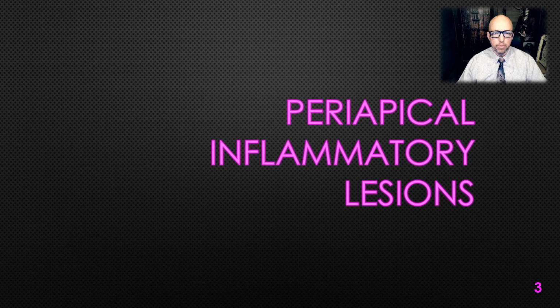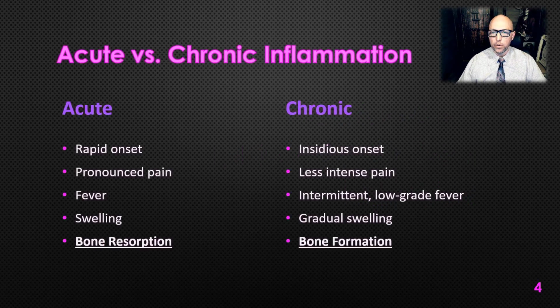So starting with periapical inflammatory lesions, just a quick review on acute versus chronic inflammation. Hopefully you remember acute is associated with rapid onset, fever, very pronounced pain. So if someone describes something as sharp or shooting pain, this is associated with bone resorption as opposed to chronic, which is associated with bone formation. That's more associated with gradual swelling, intermittent low-grade fever if there's a fever at all, and less intense pain, more of a slow onset.